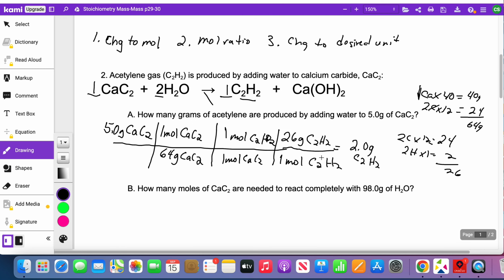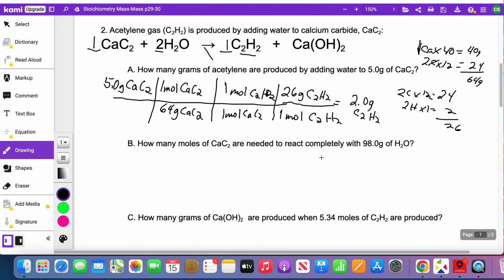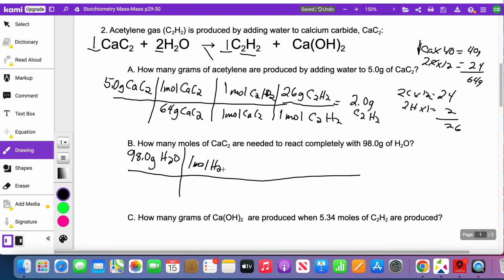Now I want you to see how number 2 is a little bit different. It says how many moles of CaC2 are needed to completely react with 98 grams of water. So I write down 98.0 grams water. I draw the picket fence. Step 1, change to moles. So we're in grams, we've got to change to moles. 1 mole H2O, 16 plus 2 is 18. That's the molar mass of water. Then the mole ratio from the balanced equation.